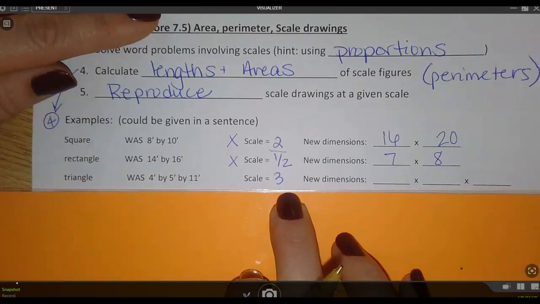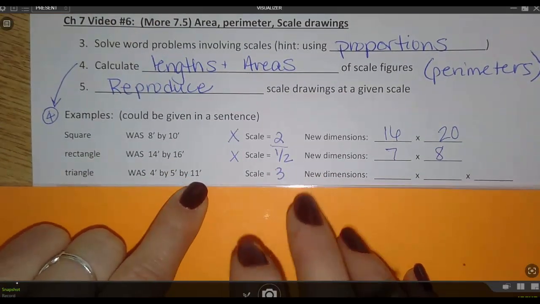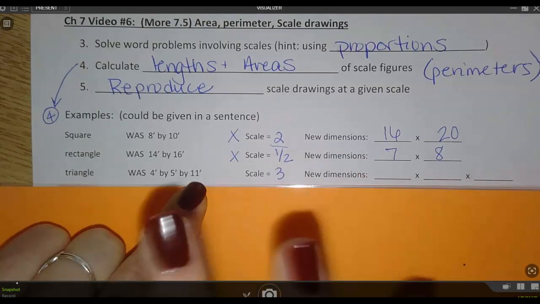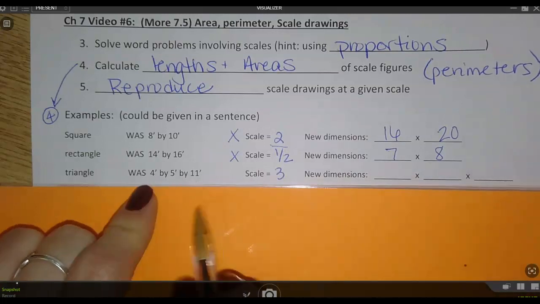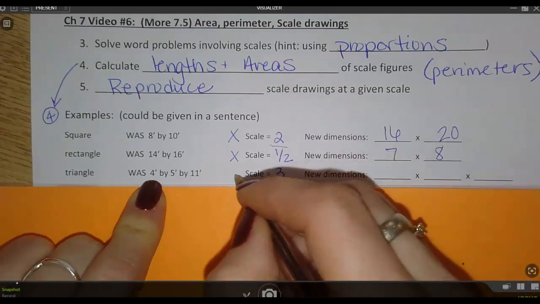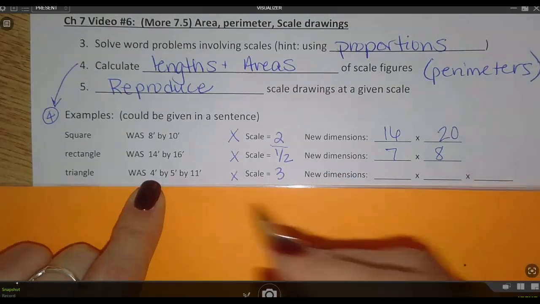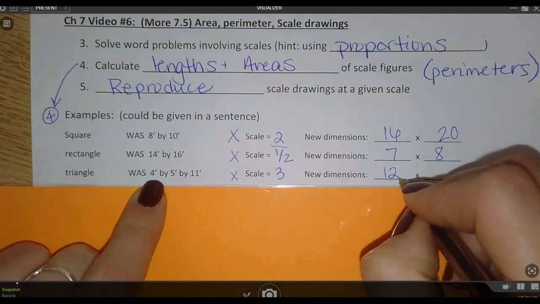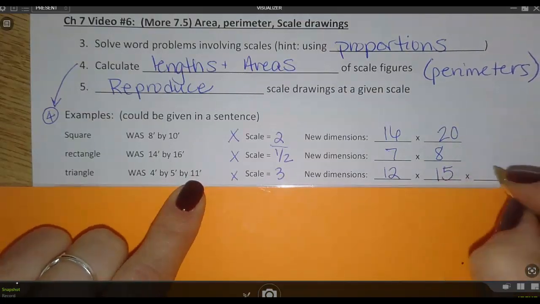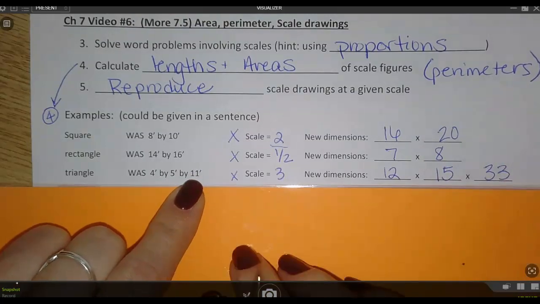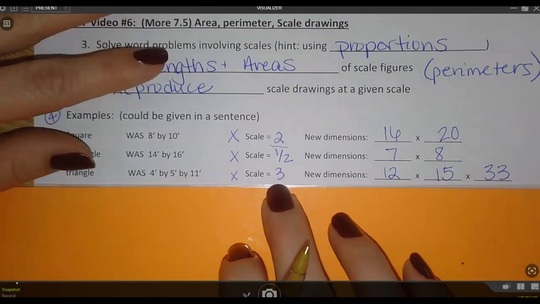What about here? If I start with a triangle that has side lengths of 4 and 5 and 11, we're just going to use these numbers. That actually doesn't make a triangle, but let's go with it. So a scale factor of 3 means everything is going to get 3 times as long, or 3 times longer. So 4 times 3 would be 12, 5 times 3 would be 15, 11 times 3 would be 33. So you know that if they give you the scale, you're just multiplying by that scale.